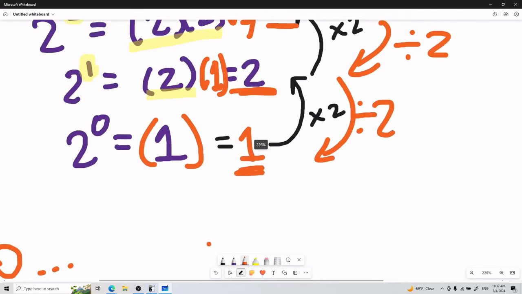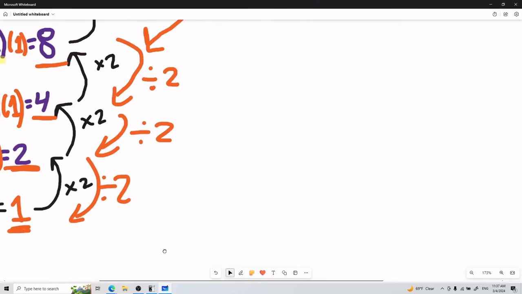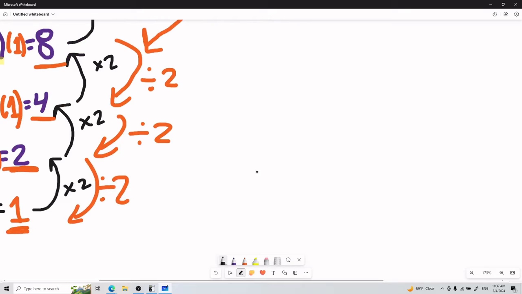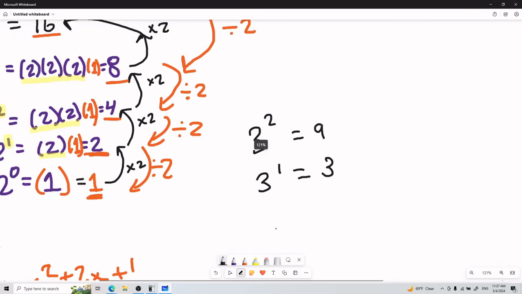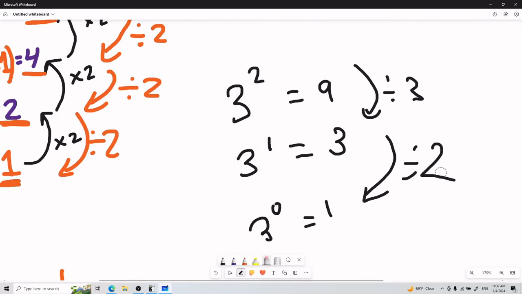And so no matter if you do this with 3 squared, it's going to be from 9 to 3 to 1. Here you divide by 3, see? And so notice how eventually, divide by 3.